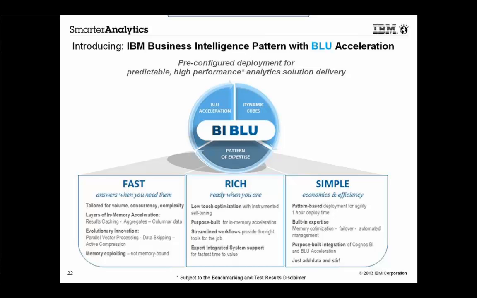And the last thing I'll mention here is IBM Business Intelligence Pattern with Blue Acceleration. This was just announced a couple weeks ago at IOD. The BI pattern with Blue Acceleration takes the fastest BI technology and combines it with the fastest DB2 technology and puts it into a customized deployment that's already pre-configured. So it takes Cognos BI, which is mainly dynamic cubes, as well as DB2 with Blue Acceleration, focused on high-speed analysis for large data volumes. And this is available for customers to deploy in their private cloud, sort of appliance.